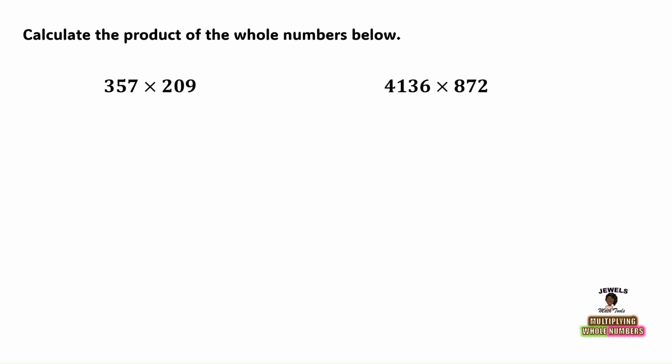So we're now multiplying our 357 times our 209. And for this example, I will just be going through the multiplication for the last two. So we have 9 times 7 is 63. We put our 3, carry the 6. 9 times 5 is 45. 45 plus 6 is equal to 51. We'll put our 1, carry our 5. 9 times 3 is 27, and 27 plus 5 is equal to 32.